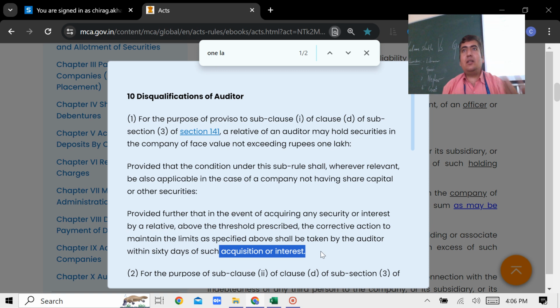How can you expect an auditor to interrogate each and every relative: bhai, are you within 1 lakh or beyond 1 lakh? Asking this question is a breach of privacy.